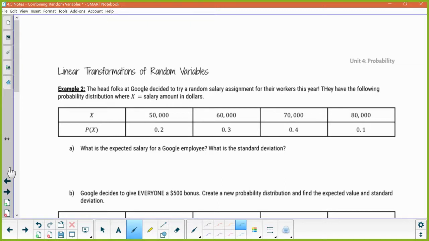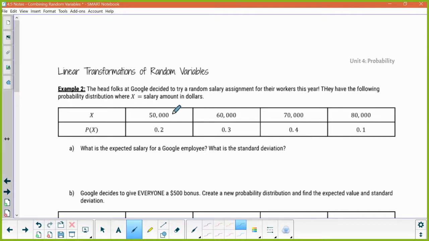They have the following probability distribution where X is going to represent the salary amount in dollars. So they are paying people $50,000, $60,000, $70,000, and $80,000. And the probability of getting each salary is 0.2, 0.3, 0.4, and 0.1. So first thing we're going to do is get the expected salary and standard deviation of this data set.